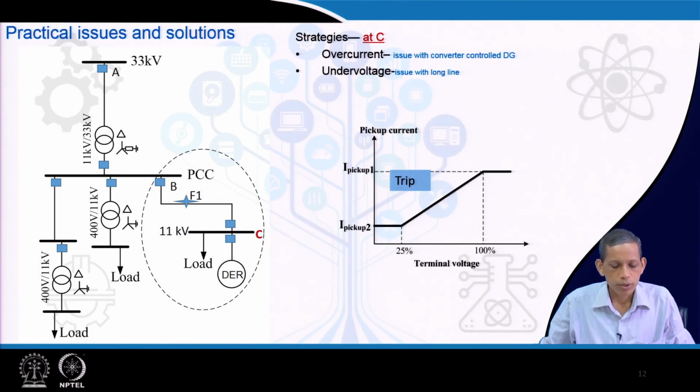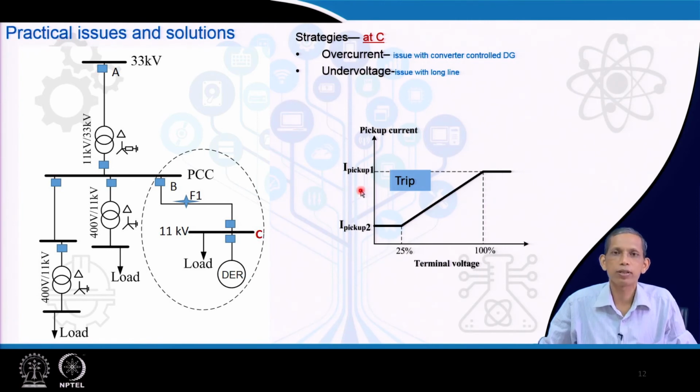Now, there is another option. Whenever a fault happens in this line, we expect that the voltage of this bus will be down. So, we are talking about an undervoltage issue. But if this line becomes longer and a fault happens closer to the PCC bus or bus B, then this degradation or lowering of voltage will not be significant, and the undervoltage relay here may not be able to pick up. Then neither overcurrent nor undervoltage finds the proper fault in this line in such a scenario.